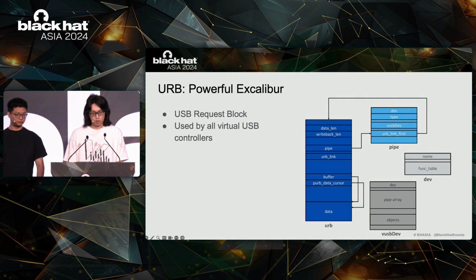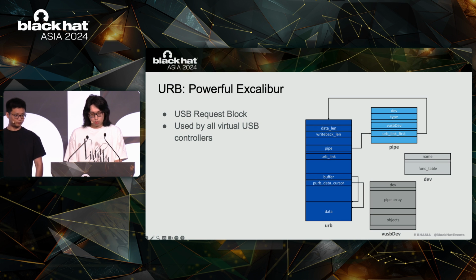The URB, USB request block, is a universal object for transferring USB packets in VMware and is used by all virtual USB controllers. Since almost all virtual machine configurations include USB devices, this also means that the primitives built around it are very generic. The diagram on the right shows the data structures of the URB and its related objects. After our previous introduction to the vulnerability, I think there's no need to explain each member here in detail.